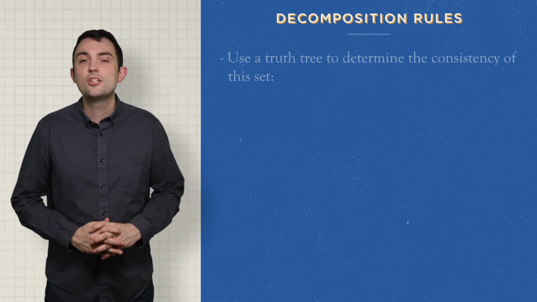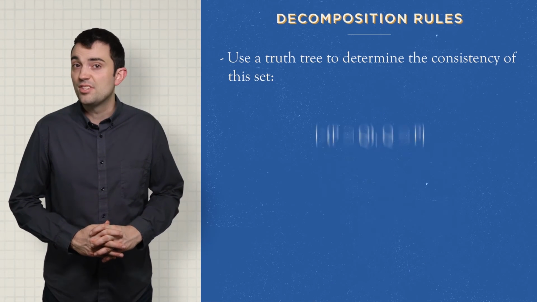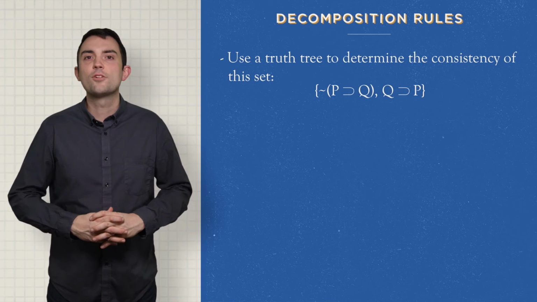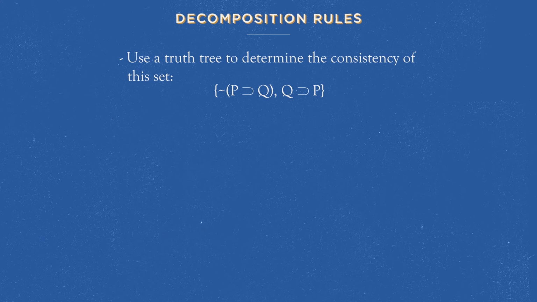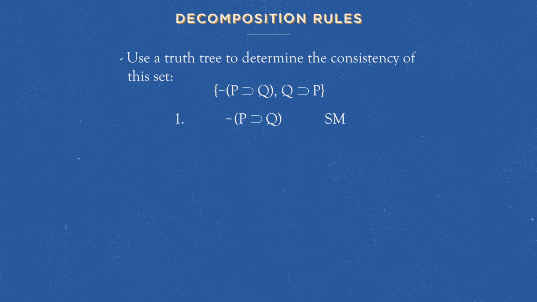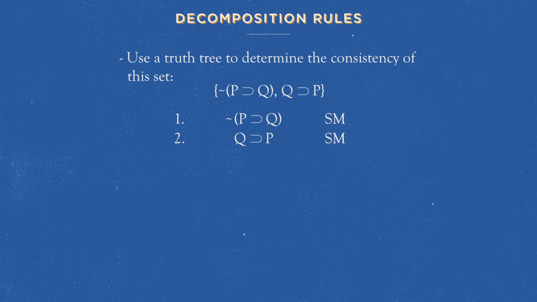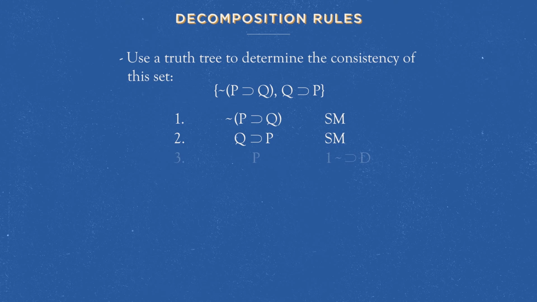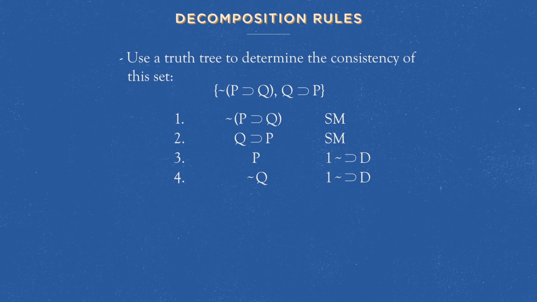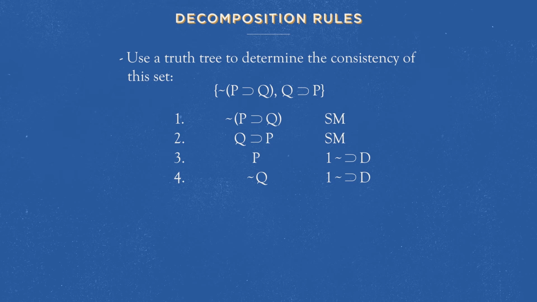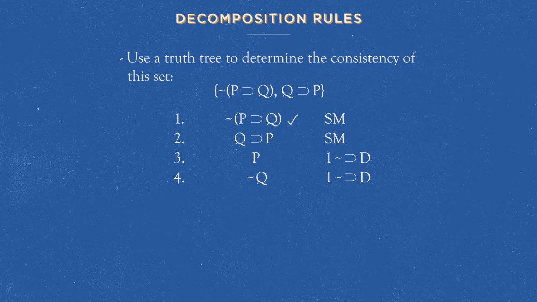Now we get to practice using a truth tree to determine the consistency of this set. Are they consistent? If so, for what truth values of P and Q? Our first set member is not if P then Q. Our second set member is if Q then P. The not if P then Q doesn't branch, so we should decompose that one first. And the rule for the decomposition of a negated conditional is the first proposition and the negation of the second proposition. Not if P then Q is true when P is true and Q is false, and we justify that as a negated conditional decomposition. We check the proposition off in line 1 as well.